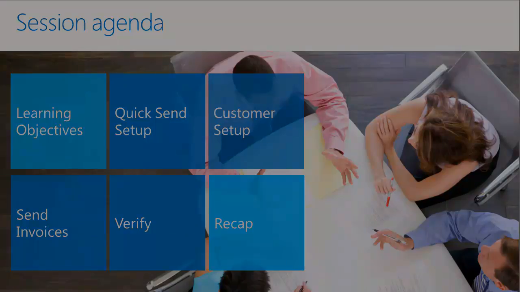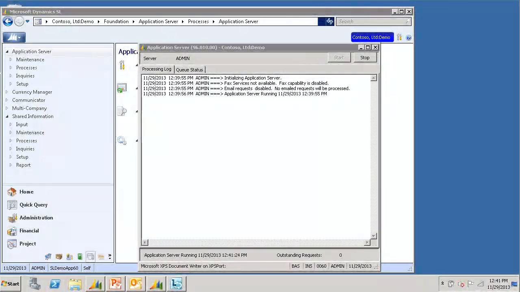Let's begin. Here I am logged into Microsoft Dynamics SL. I have Application Server already set up and running. For more information on how to set up Application Server, see the How to Configure Application Server video. You will need Application Server set up and running somewhere on your network in order to send Quicksend documents.